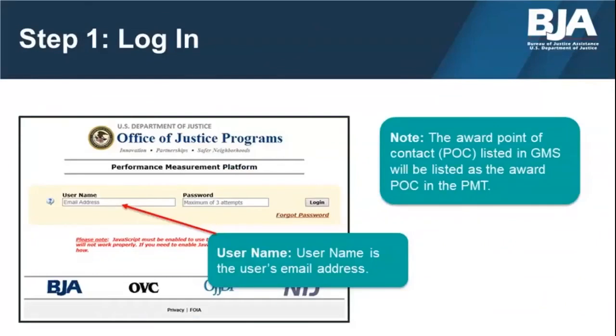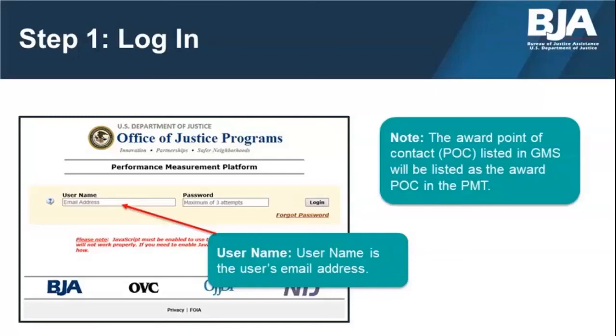To access the performance measurement tool, visit the PMT single sign-on on the page listed there. It's https://ojpsso.ojp.gov. The single sign-on page allows multiple OJP grant recipients to access all their awards using one username and password. So for example, if your organization receives funding from both BJA and the Office of Victims of Crime, you can log in with one username and password and access both of these PMT applications.